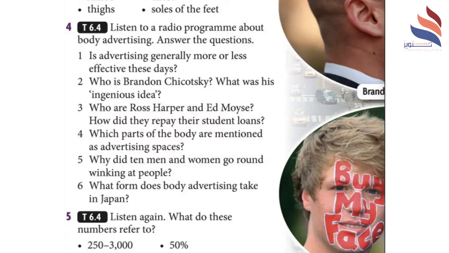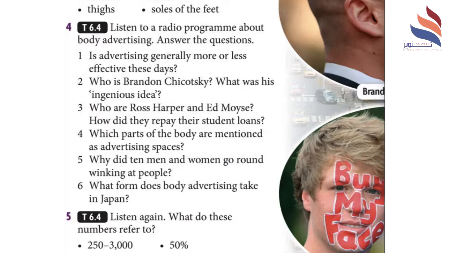About number 3, Ross and Ed are British graduates. They charged by the day, putting a paint company's logo on their faces and foreheads, and they paid off all their student debts. So they used their faces and foreheads in order to advertise logos and products, whatever. Number 4, what parts of the body did they mention? Head, face, forehead, eyelids, and thighs.